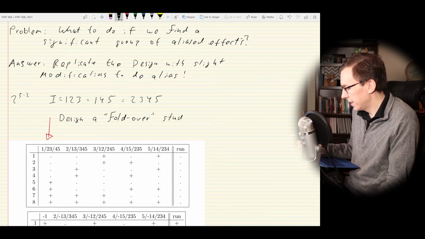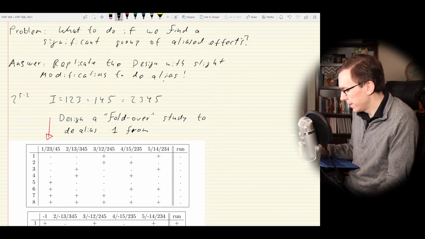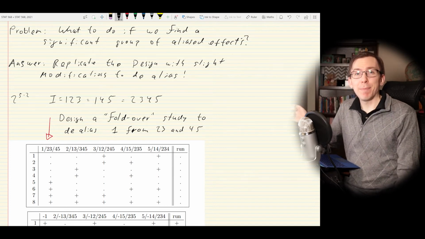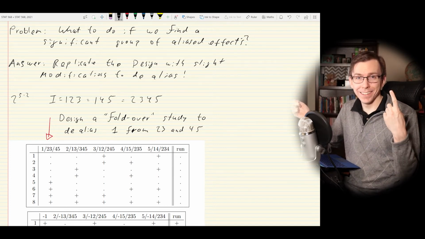study to de-alias 1 from 23 and 45. So then the question is, how do we do that? Well, we do that by negating 1.